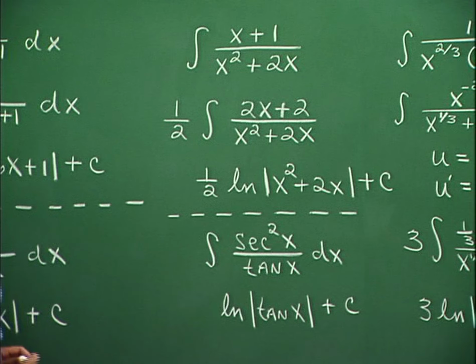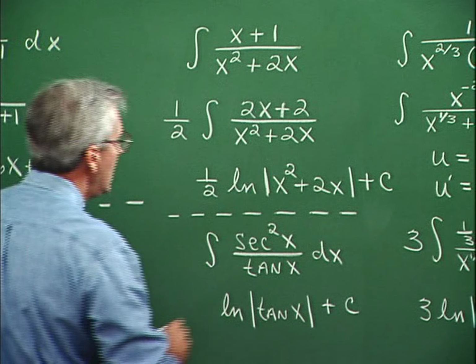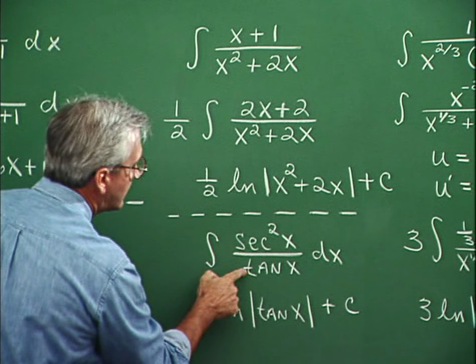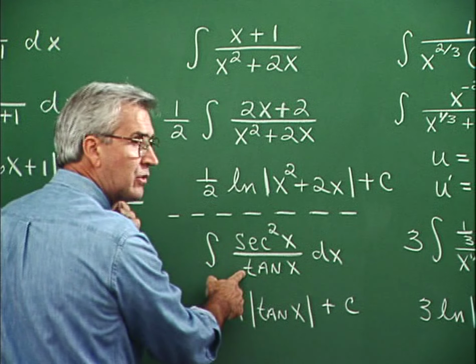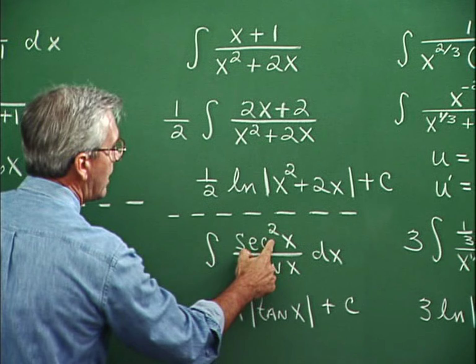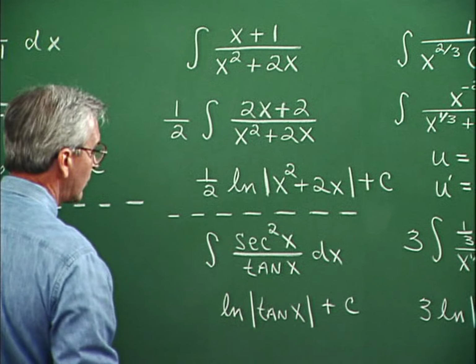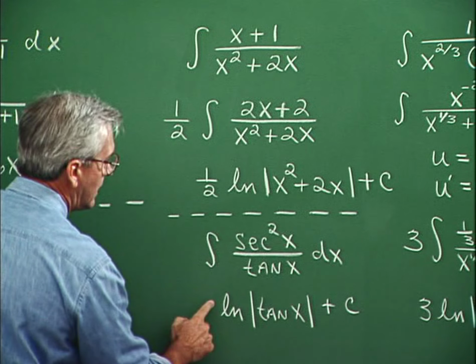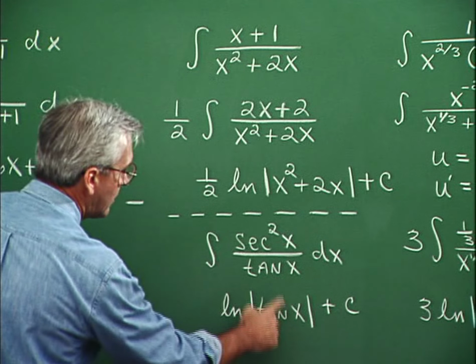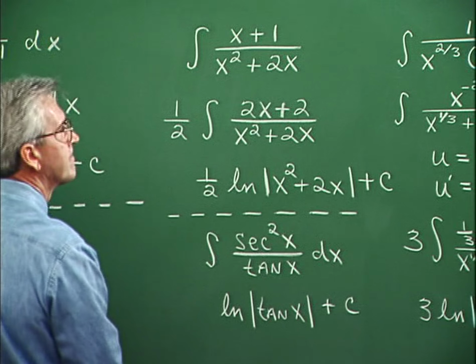And this applies to trigonometric functions as well. Here we see tangent x in the denominator. The derivative of tangent x is secant squared x, so we have the conditions that we need to take the integral. So this is the natural log then of the absolute value of the denominator plus a constant.